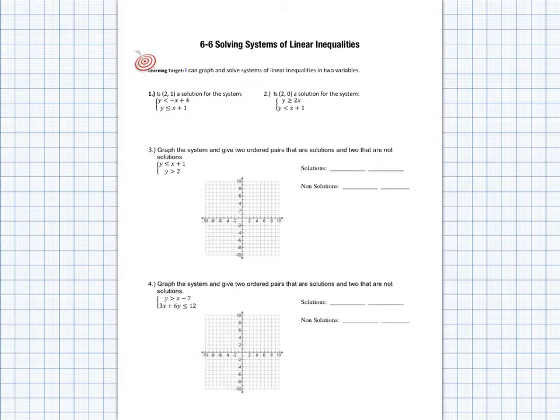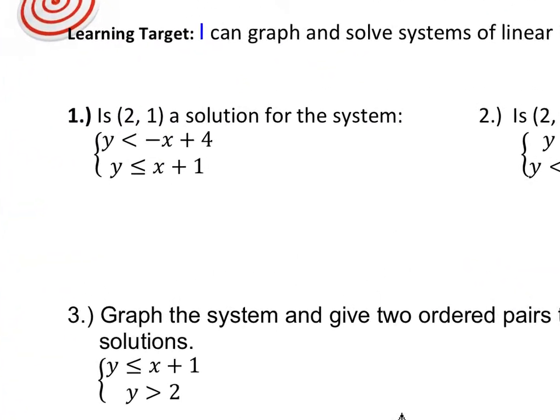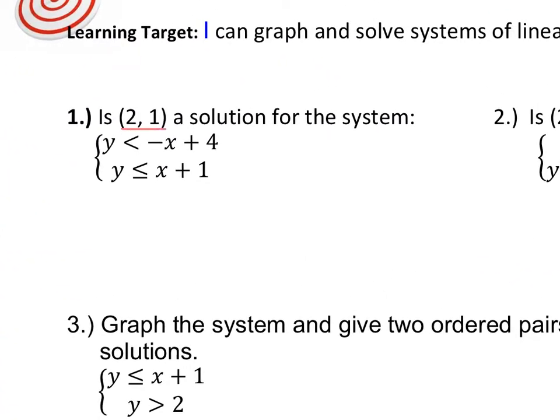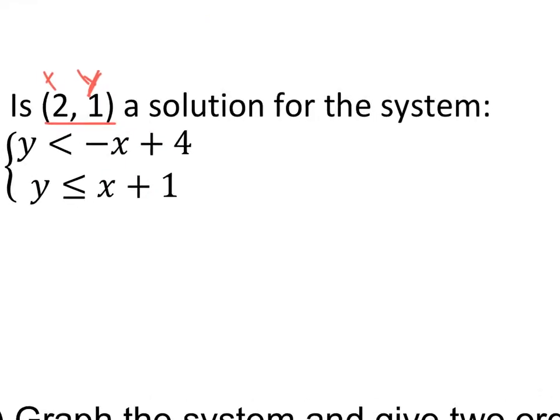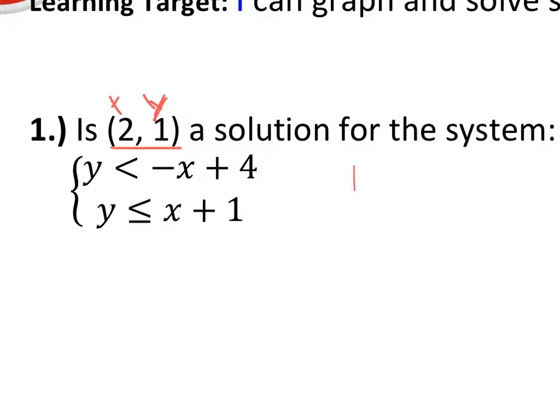First of all, how do we test to see if something is actually a solution to a system? Well, you test it the exact same way you test an equation. We're going to take (2, 1) in this first example, and we're going to plug the first in for x and the second in for y. In order for this to be a solution, when we plug it in, it has to yield 2 true statements. So for the first one, I'll go ahead and write 1 is less than -2 plus 4. And then I'll see if that's true. So 1 is less than 2, that's true.